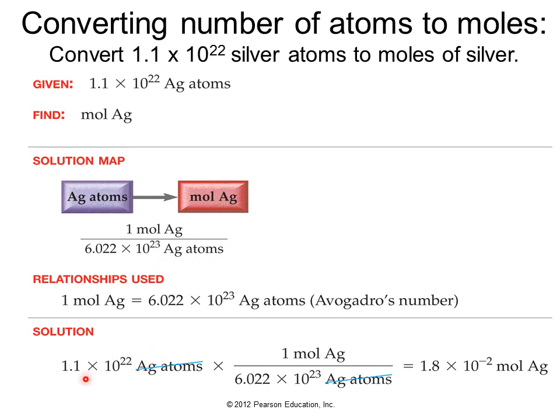And set up the conversion as you're used to. Given, conversion, making sure that these cancel. And you end up with 1.8 times 10 to the minus 2 moles of silver.